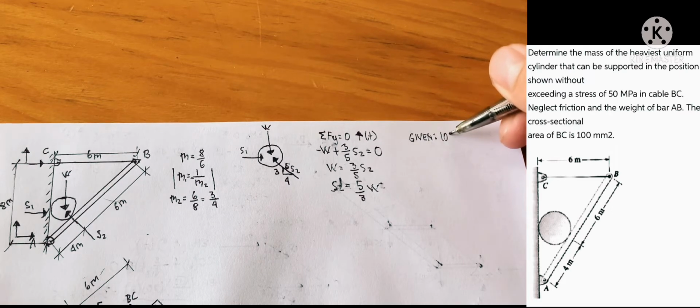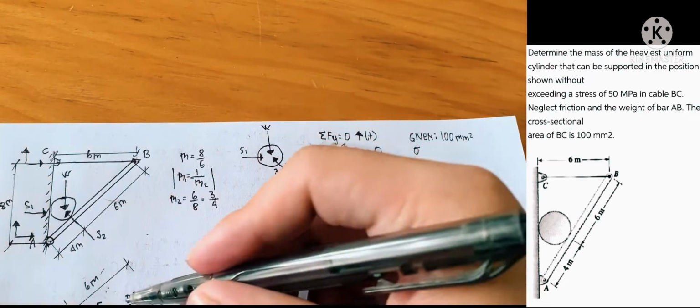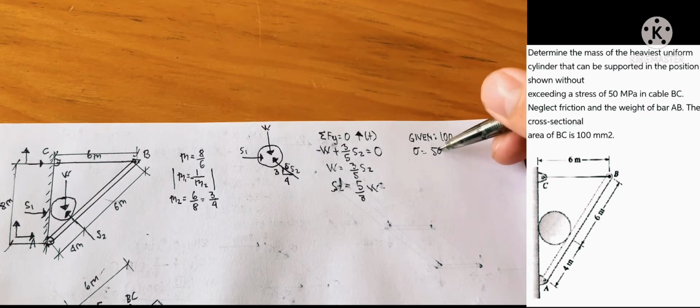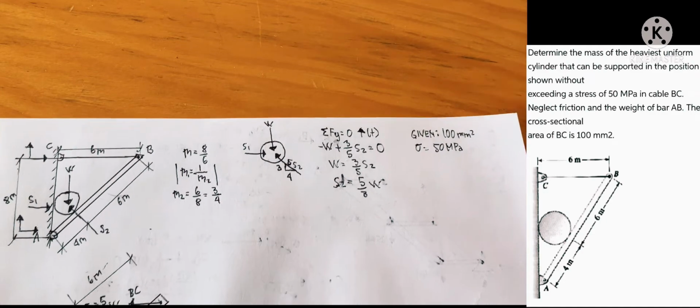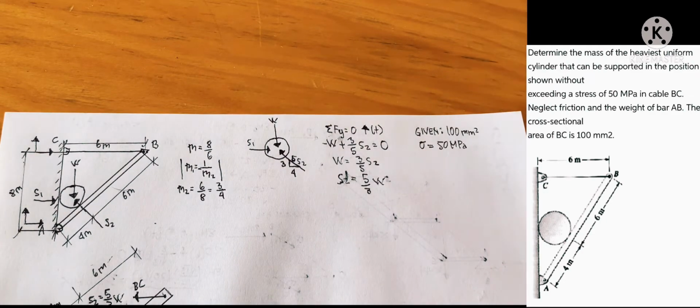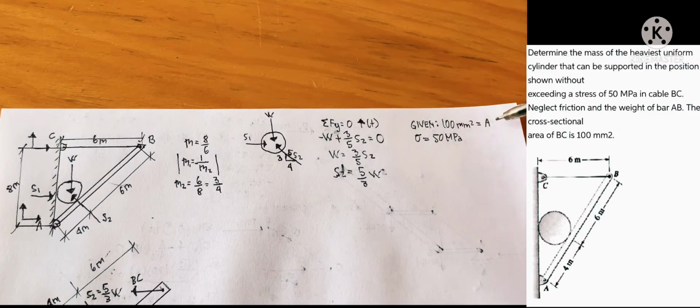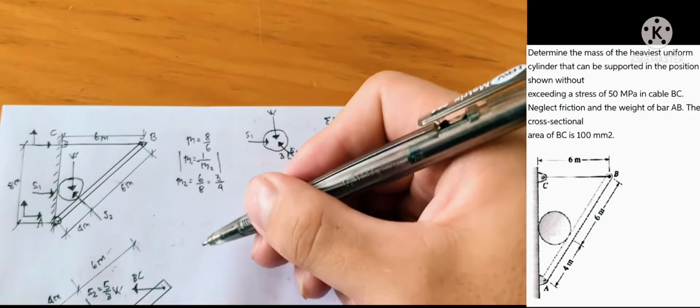So here let's calculate. Let's write first the given. Let's calculate for the load of cable BC. So this is the restriction, which is 50 megapascals. So checking our units, that should be newtons per millimeter squared. So the load should be in newtons, which is good. So that is area BC.